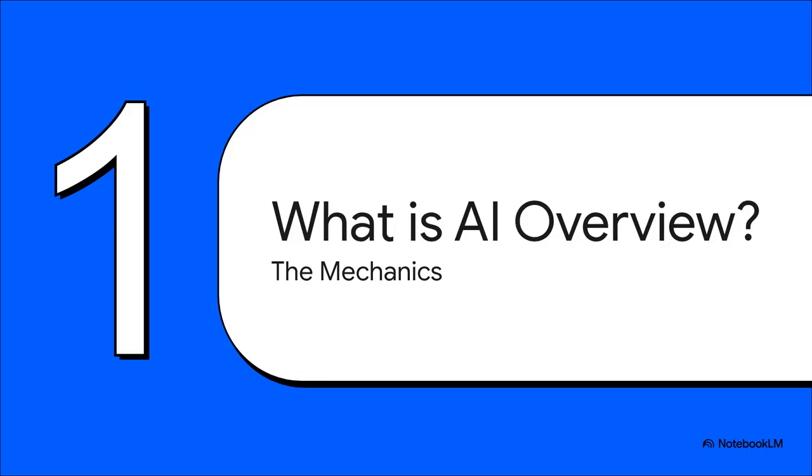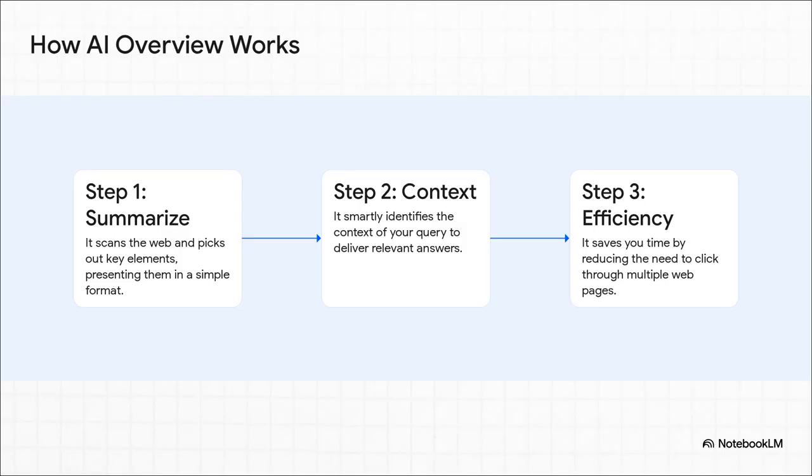Okay, so let's get into the nitty-gritty. How does this thing actually work? It kind of feels like magic, but there's some serious tech behind it. It really comes down to 3 main things. First up, summarization. The AI scans a ton of web pages and just snags the most important bits, serving them up in a super easy-to-read format.